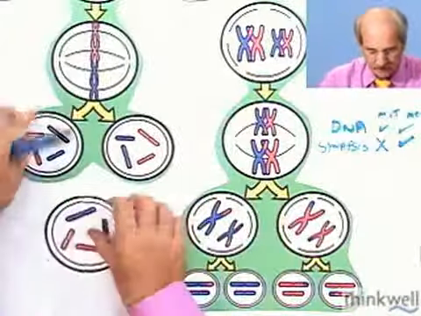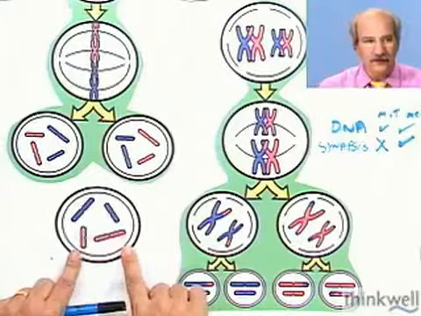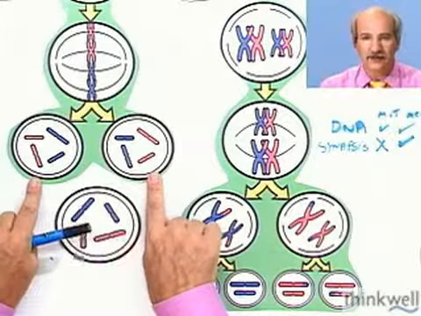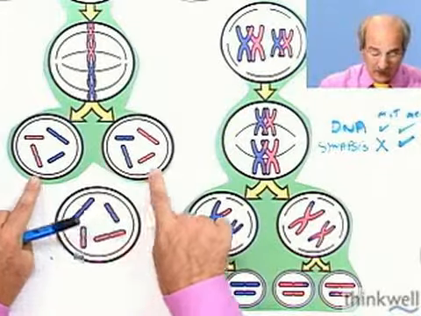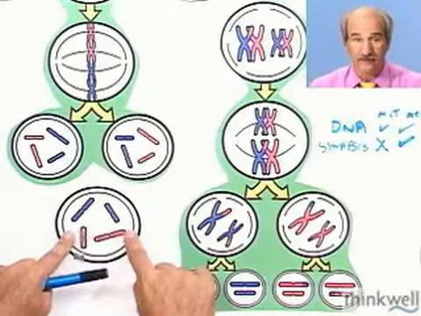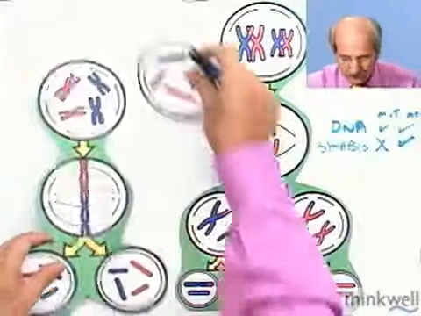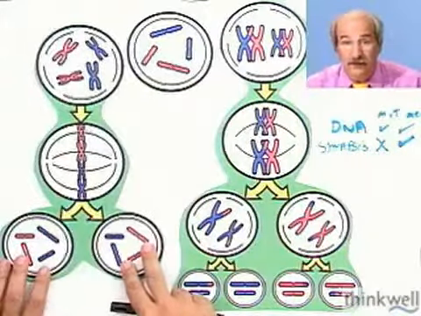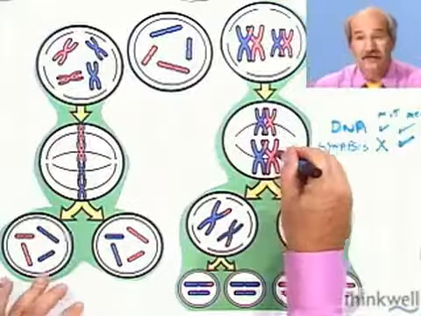I'm going to move this. Here was my original cell. There are my two daughter cells. What do you notice? Well, what you notice is the two daughter cells are identical to the cell we started with. Okay? So, we're done with mitosis, but we're not done with meiosis.